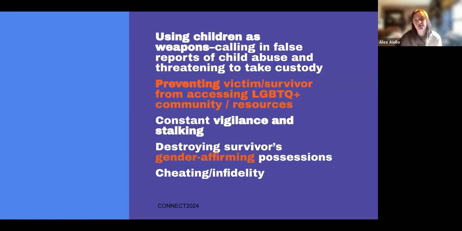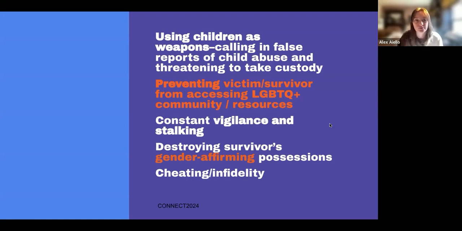Then one last one to highlight here is destroying a survivor's possessions, specifically gender affirming possessions. An example of this could be for non-binary or trans men that may wear binders. That's an important part of their wardrobe to feel affirmed in their gender expression. Destroying those possessions or access to materials that people wear to feel authentic in their gender would be a form of emotional abuse.